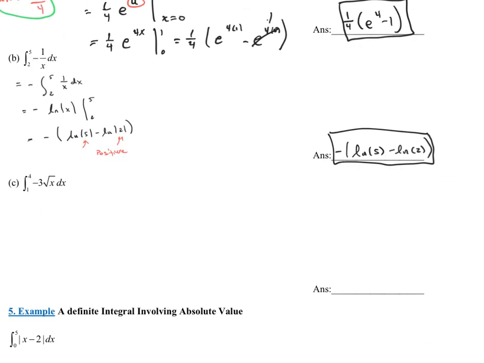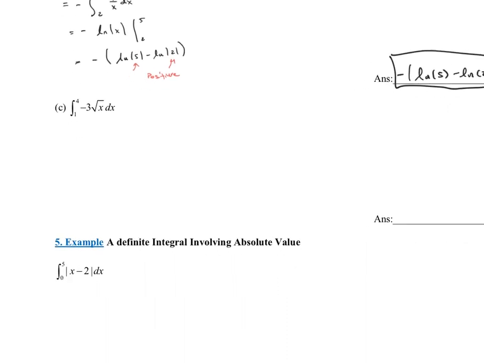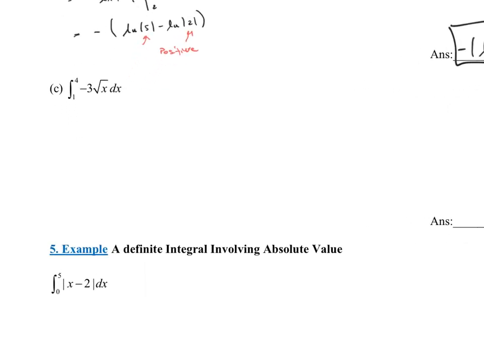Okay, let's take a look at the next example here. We have the integral from 1 to 4 of negative 3 times the square root of x dx. So again, if we were looking at the curve of negative 3 square root of x, we'd look at what's the area between that graph and the x-axis on the interval from 1 to 4. How do we find the area of that shape that it creates? Well, we do the definite integral.